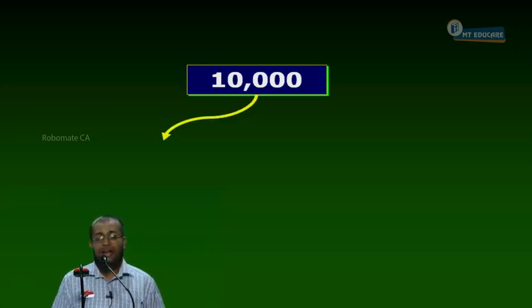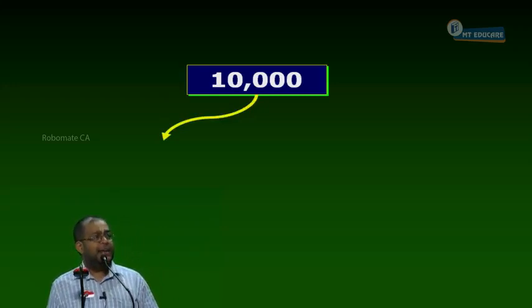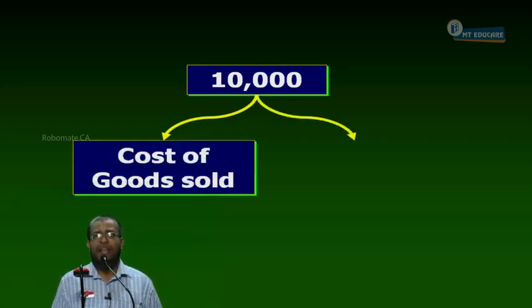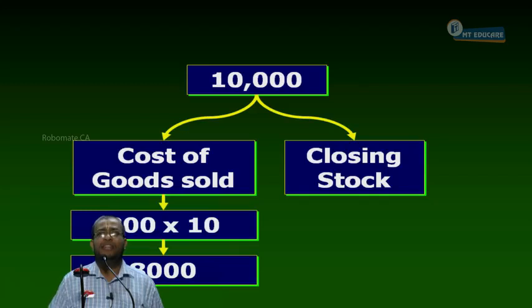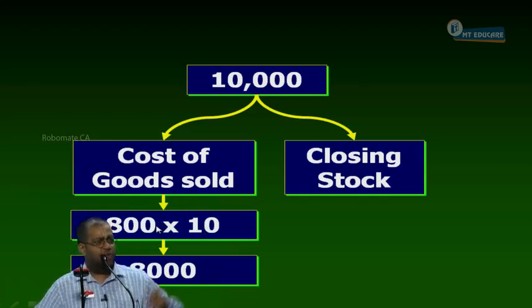Now 800 kg sold, 200 kg not sold. 800 kg sold is called what? Cost of goods sold. Every kg, what is the cost here? 10 rupees. 800 kg, what is the cost? 8,000. So this 8,000 is called cost of goods sold. Since these kgs have been sold, the cost is called cost of goods sold. Is it or not?